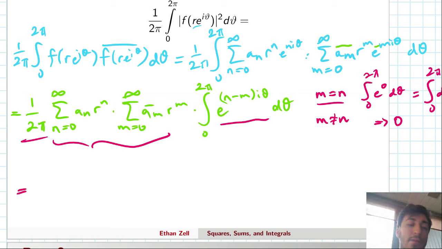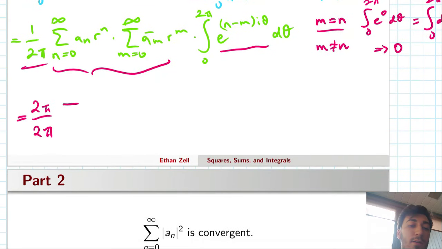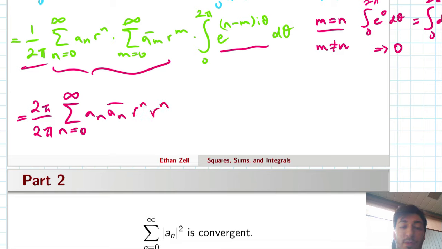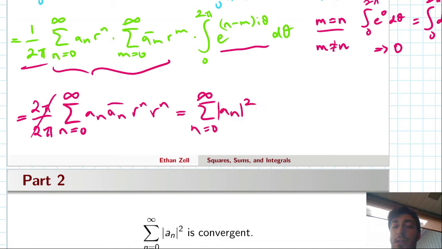So that means we can write out, like I said, we get 2 pi over 2 pi, and then we also get only the terms where n is equal to m, so we don't have to worry about being polite with our indices anymore. We get a sub n times a sub n bar, and then r to the n, r to the n. And I bet you can already see where this is going. We get that sum, this cancels of course, and we use the same property we discussed at the beginning to get back this modulus, and now we have r to the 2n. So that's the end of the first part.